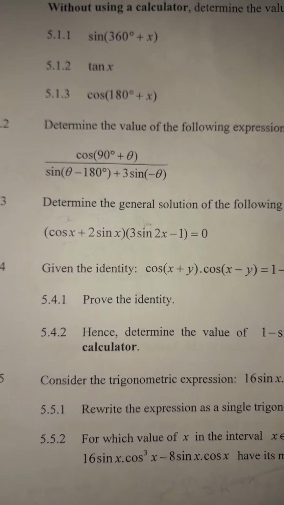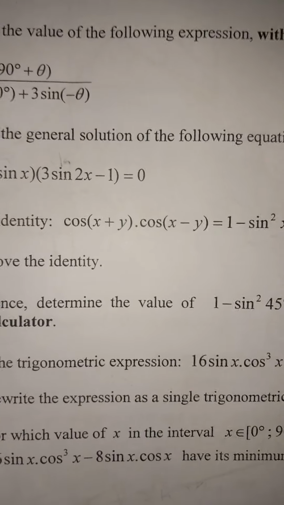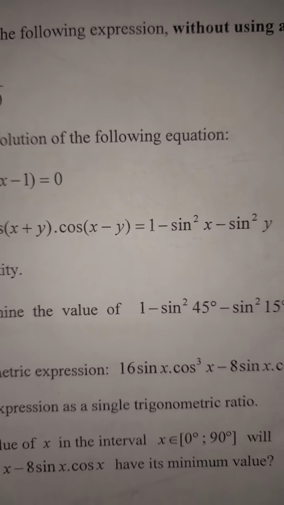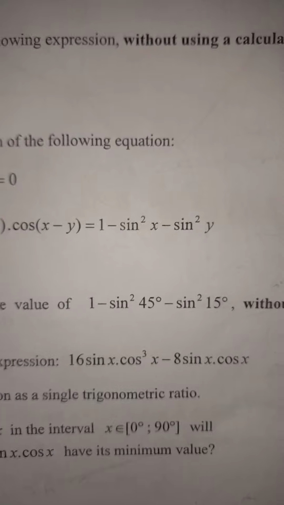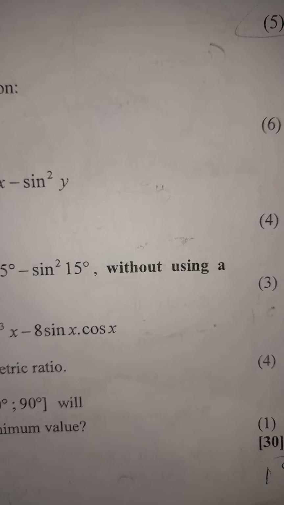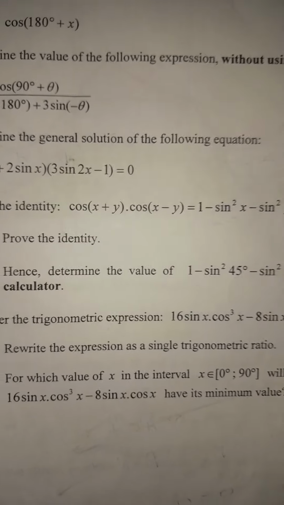Well, now we are at question 5.4. Given the identity cos(x + y) multiplied by cos(x − y), which is a compound angle, equals 1 − sin²x − sin²y. That is 4 marks. So we are required to prove this identity.